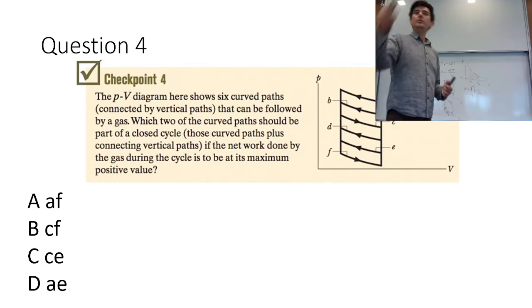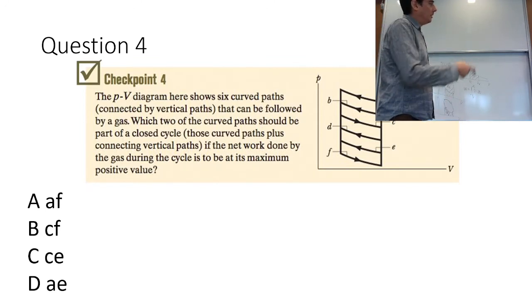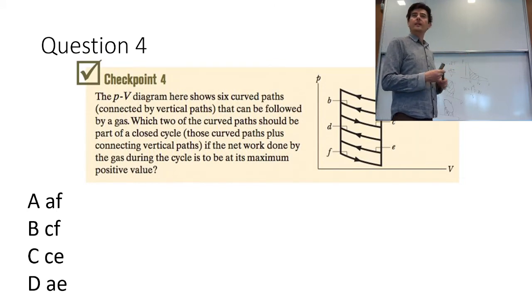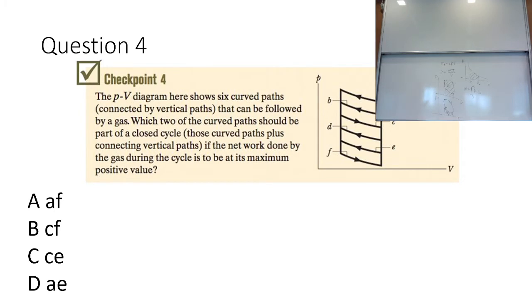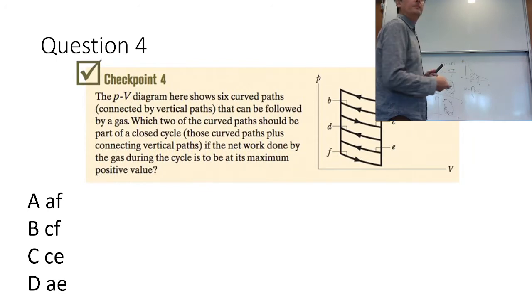Okay, so that tells you that if you wanted to do positive work, it needs to be going clockwise, not anti-clockwise, right? All right, so then the question is, which is the largest clockwise loop you can make? Yeah, C and E. So that's the largest one that's actually in the positive direction, and this is the smallest one that's in the negative direction. So yeah, C and E.